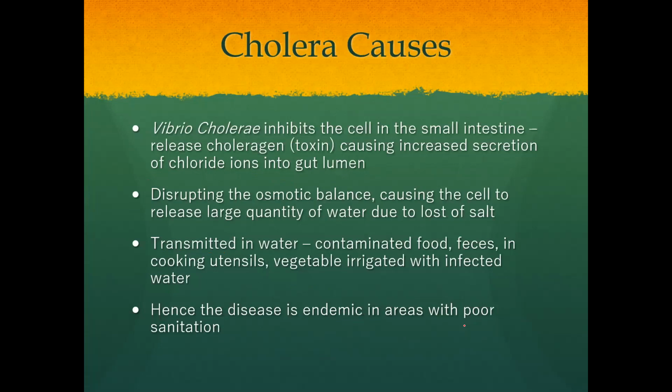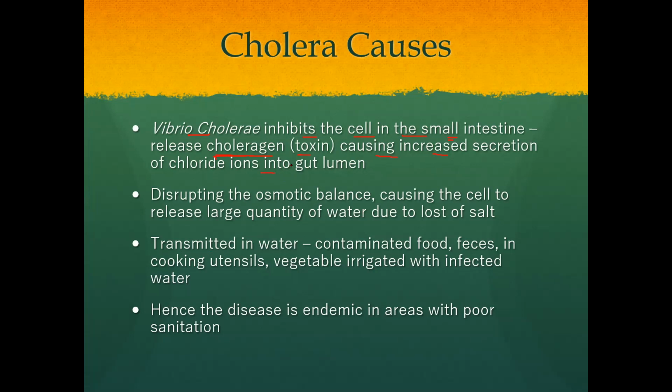Now, how does Vibrio cholerae actually act? Vibrio cholerae secretes or releases a toxin which is known as cholerogen. This toxin inhibits the cells in the small intestine, right? Because its target area is the small intestine. It inhibits the small intestinal cells, and because of that, what happens? There is increased secretion of chloride ions into the gut lumen, right? Chloride ions start leaving the cell.